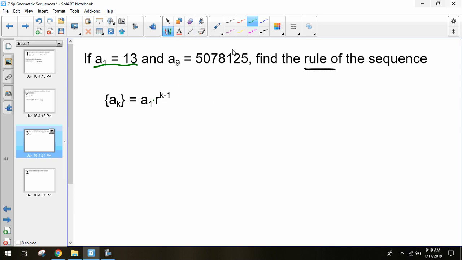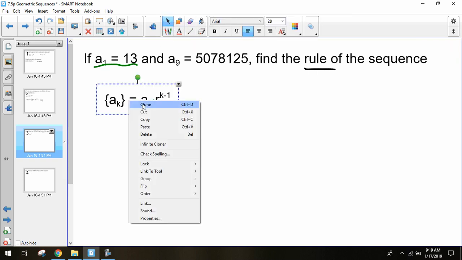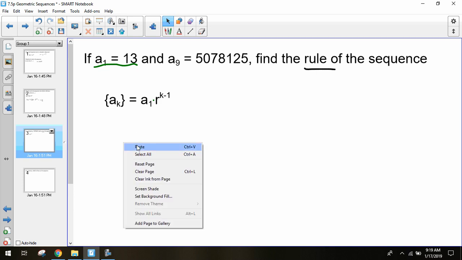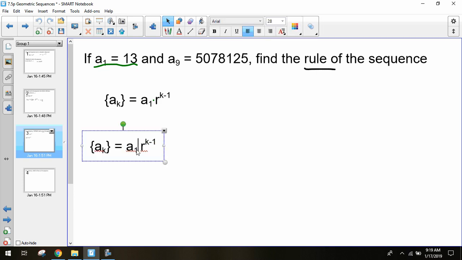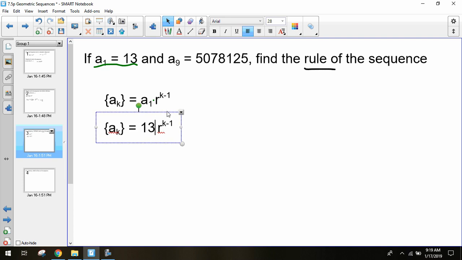Alright, so we can rewrite this, except we can rewrite it with 13 in there. So let's copy this one more time, and then let's change it to put 13 here. That's the only piece we know so far. Let's see if I can put a multiplier sign here.